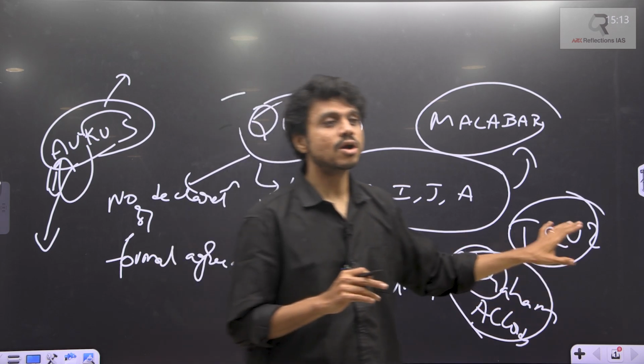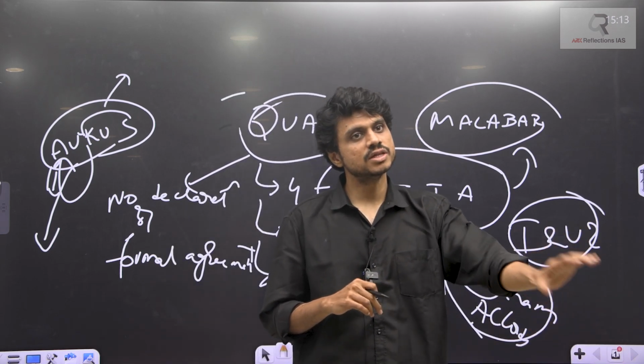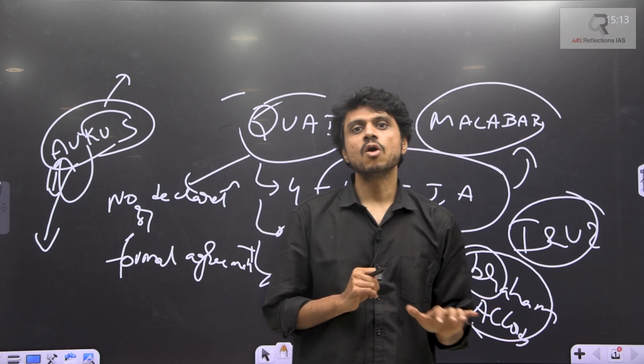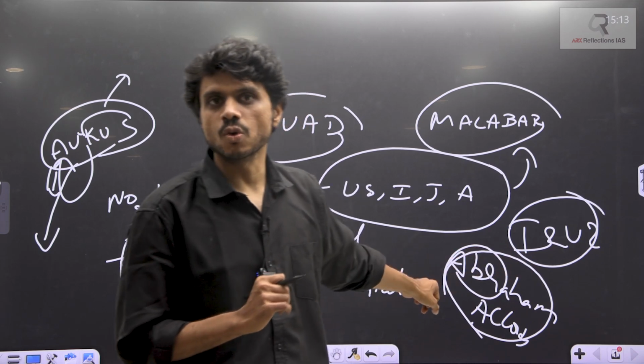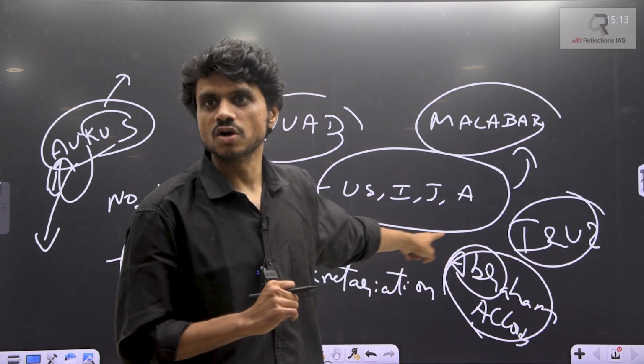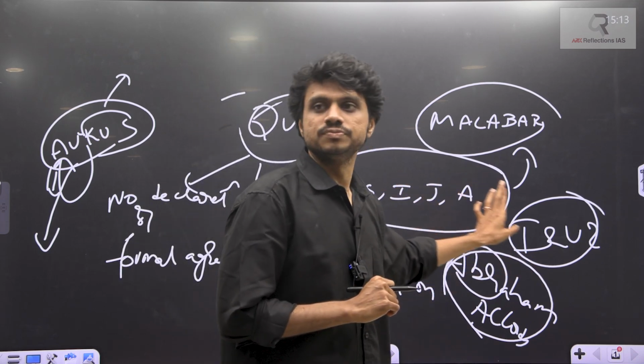Clear? So this is a Quad grouping where our defense minister attended and gave a speech on why Operation Sindoor was conducted. So we have discussed what the Quad is, what Malabar is, what AUKUS, I2, U2 are.